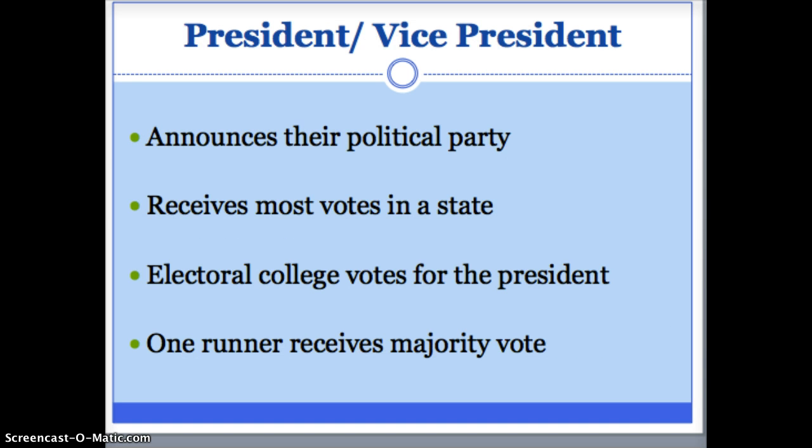The President and Vice President both announce what their political party is, either Democratic or Republican. The winner needs to receive the most electoral votes in each state. They also have to have the most electoral college votes to be the president. One final runner will receive the majority vote and become the president.